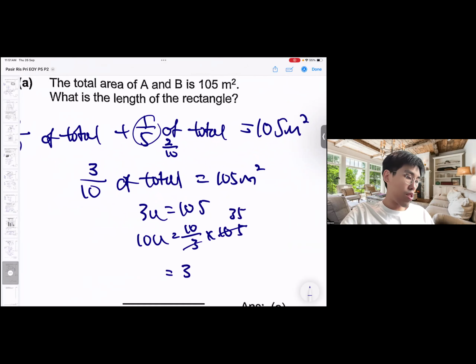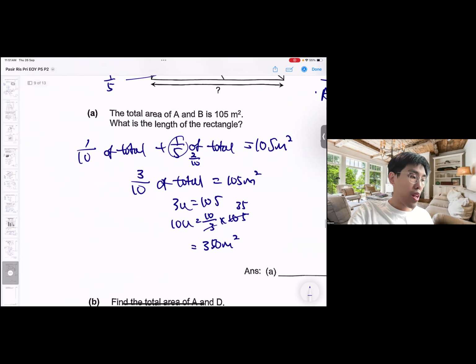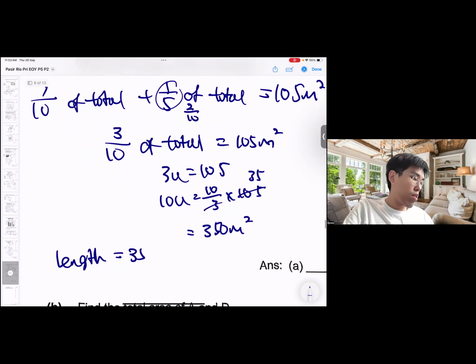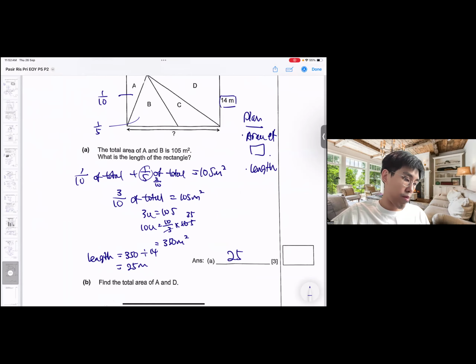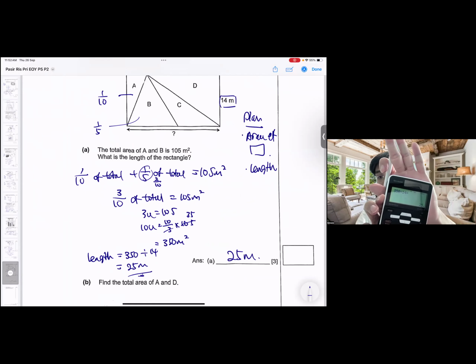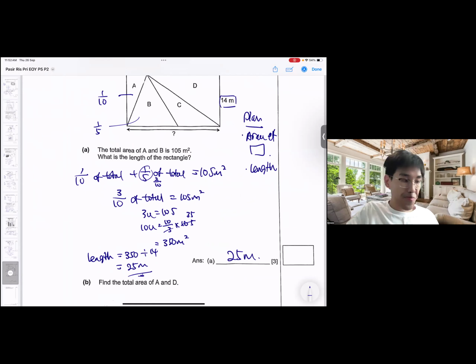So it's 350 meter square. So what is the length? The length is quite easy already because the length times 14 gives me 350. So the length will be 350 divided by 14. That will be my answer. So 350 divided by 14, you'll get 25 meter. Okay?